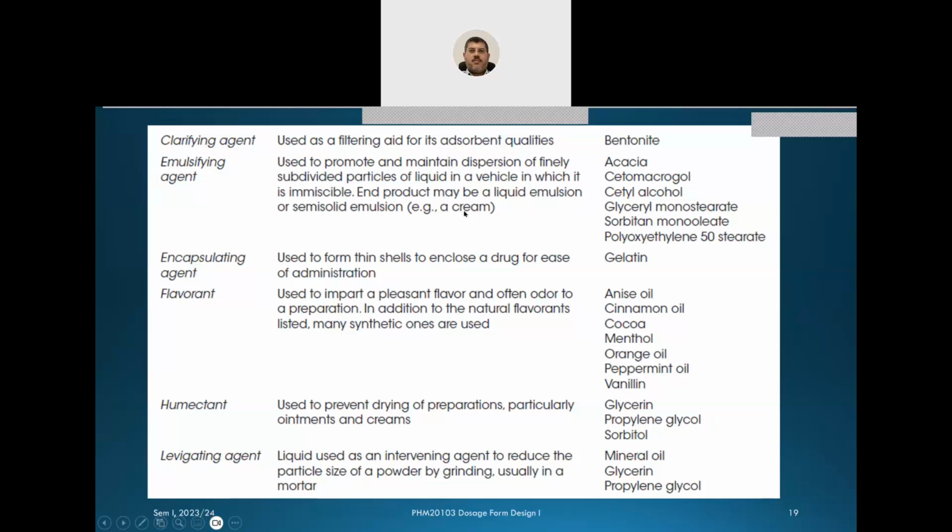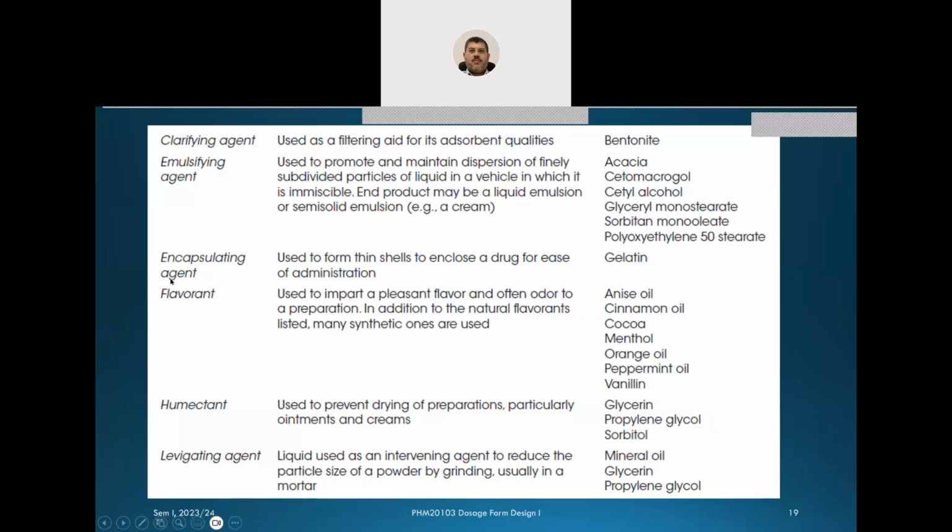A cream is also an emulsion, but we add a thickening material that will make it thick, not liquid like the milk. Okay. There may be an encapsulating agent. This is a material used to make the capsule shell, like gelatin. Most of the capsules in the market are made from gelatin. Some of them are made from hypromellose, just a small portion. So they form the thin shell to enclose the drug for ease of administration. So we make the capsule from gelatin. Inside the capsule, we put the formulation that includes the API.